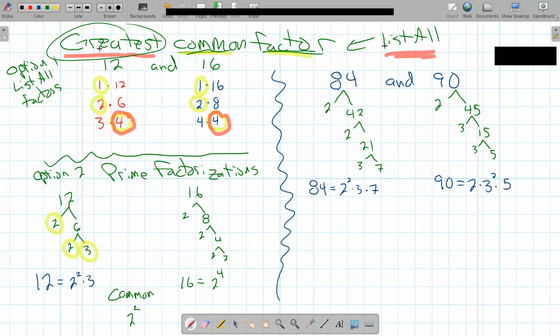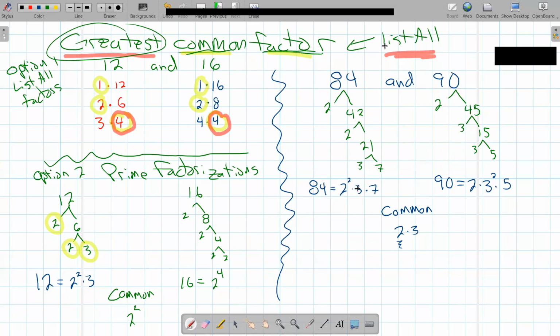Now, we're looking for the greatest common factor based on these primes here. So first, I just think about common factors. Okay, well, they have 2 in common, and they have 3 in common. Do they have more than one 2 in common? And the answer is no. This one has two 2s in its factorization. This one only has 1. So at most, there's one 2 in common there.